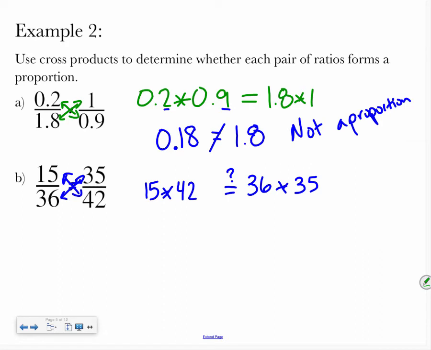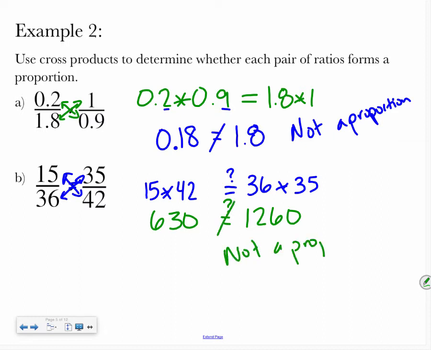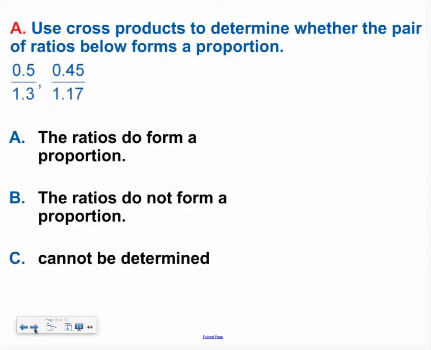If we do 15 times 42, we end up with 630. And if we do 36 times 35, we end up with 1,260. Are those two equal? No, so we'd say not a proportion. Alright, the next one gives you a chance to try it on your own. See if you can use cross products to determine whether the pair of ratios forms a proportion. Hopefully you ended up with the same number with your cross products, which means the ratios do form a proportion.